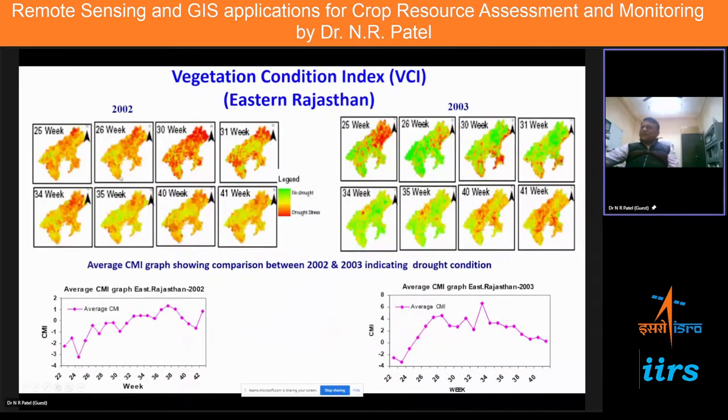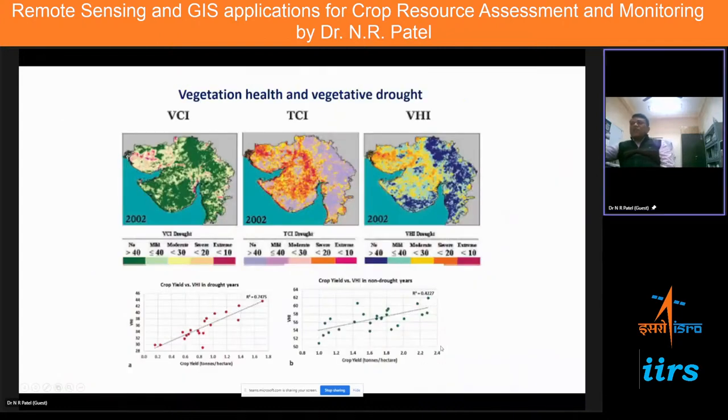Similarly in eastern Rajasthan, you see a little more severe drought compared to Gujarat. All of this can be useful for monitoring vegetation. You can combine them to get the VCI and TCI, and finally estimate vegetation health. These indicators are useful for identifying crop yield loss, how much crop yield loss there is. You can get the relationship of VCI against crop yield in the case of Gujarat.